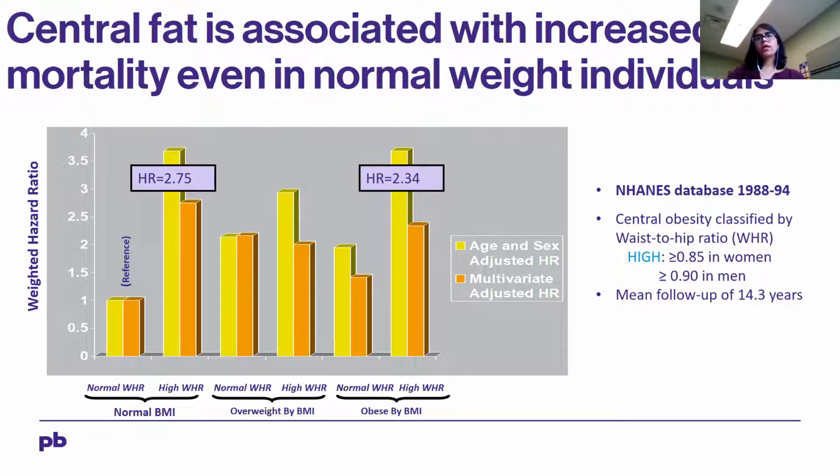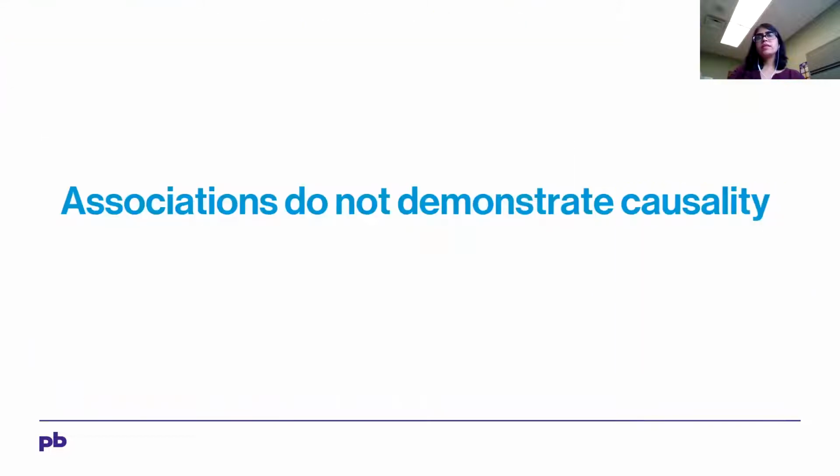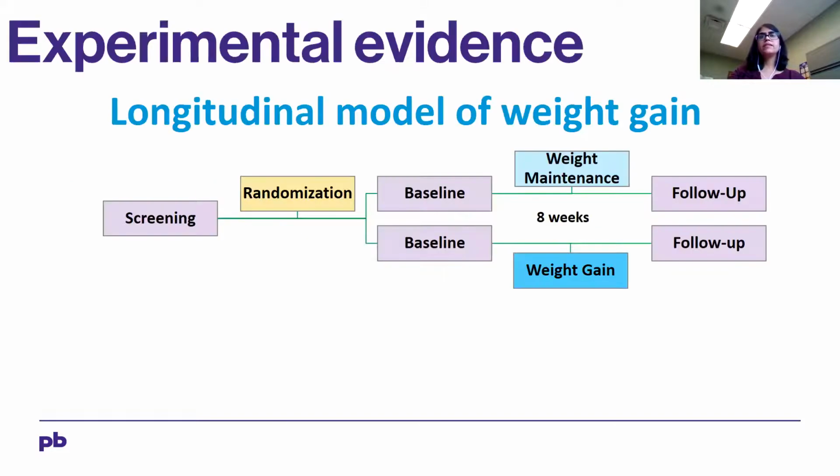Now, an important take home here is that these are associations, right? These kinds of studies do not demonstrate causality, but we are interested in trying to find the underlying mechanisms. So we tried to gather some experimental evidence, and we did a longitudinal model of weight gain, where individuals were screened and randomized to either weight maintenance or weight gain, and then they were followed up after 8 weeks of this intervention.